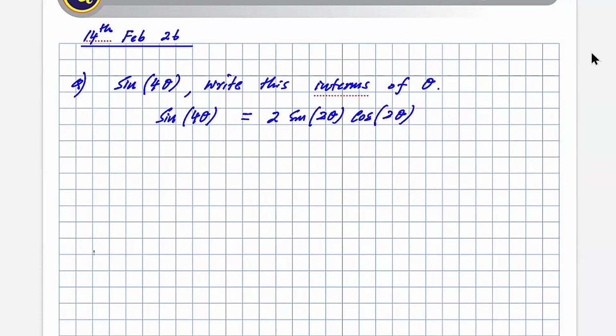You see the two? You need to put that out and put a bracket. Then do the double angle formula on sine 2 theta again. Sine 2 theta, this one. What is that?